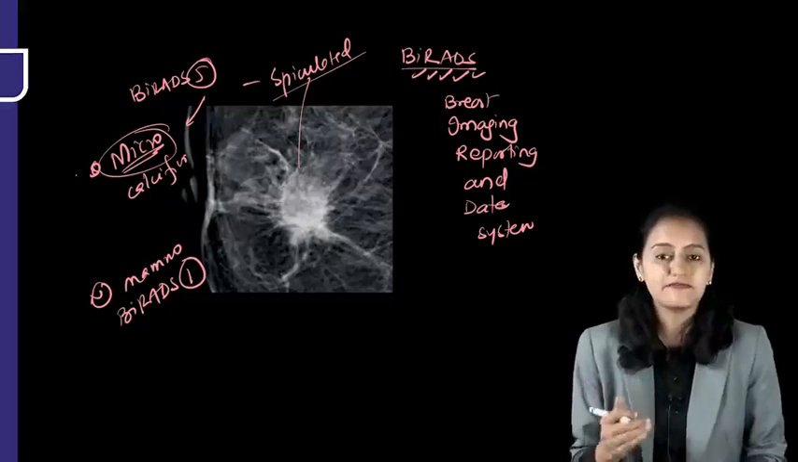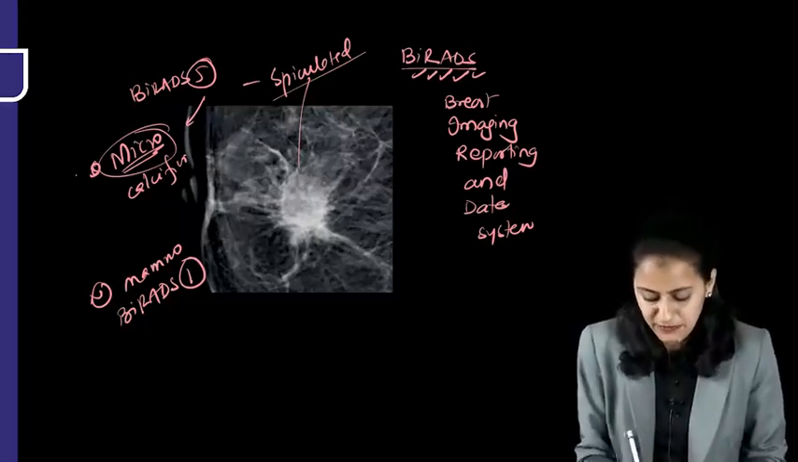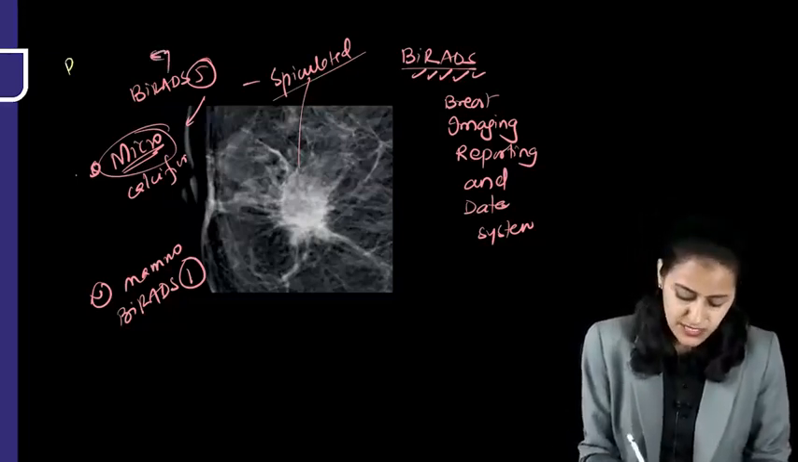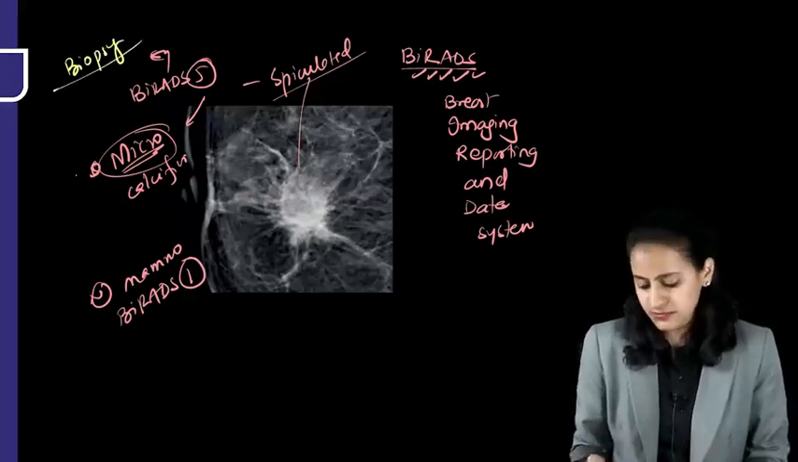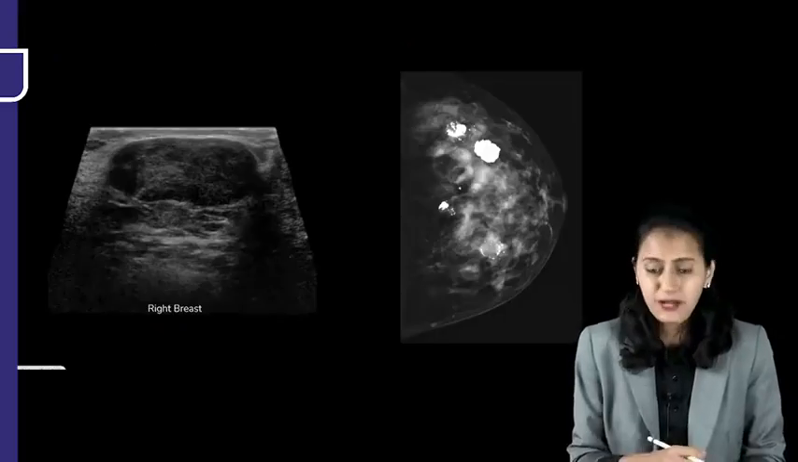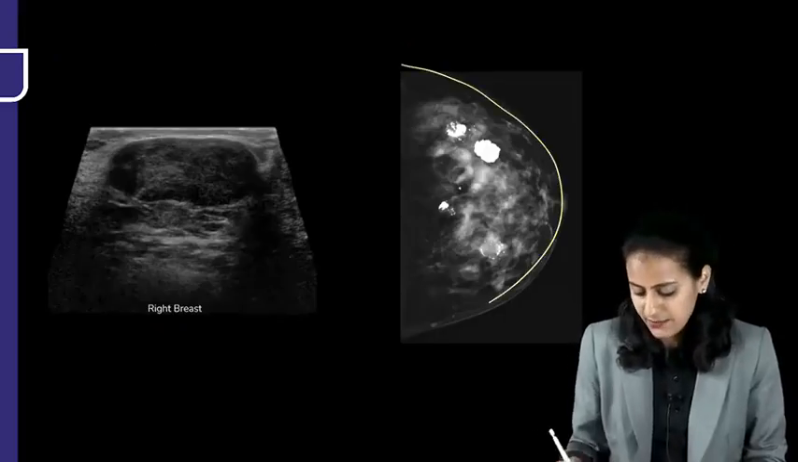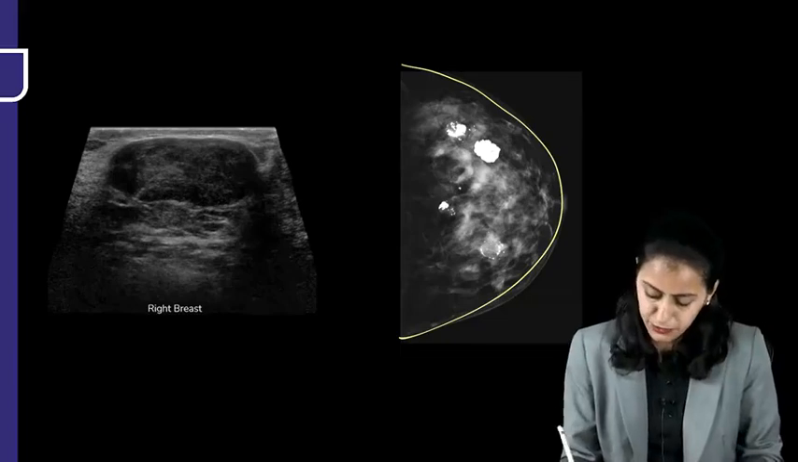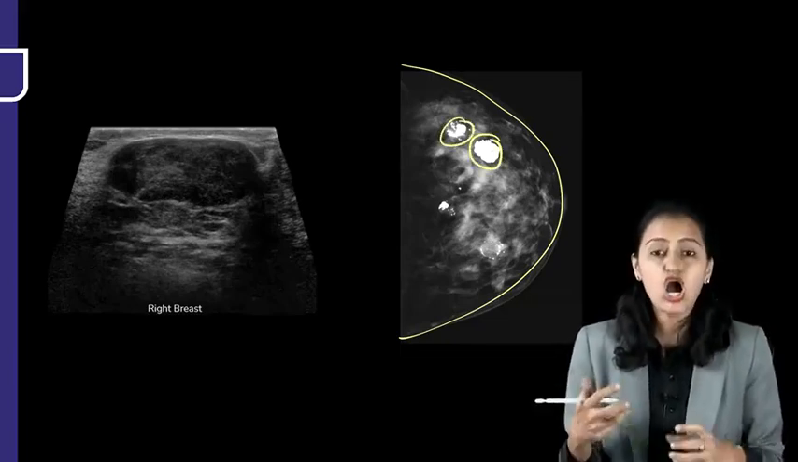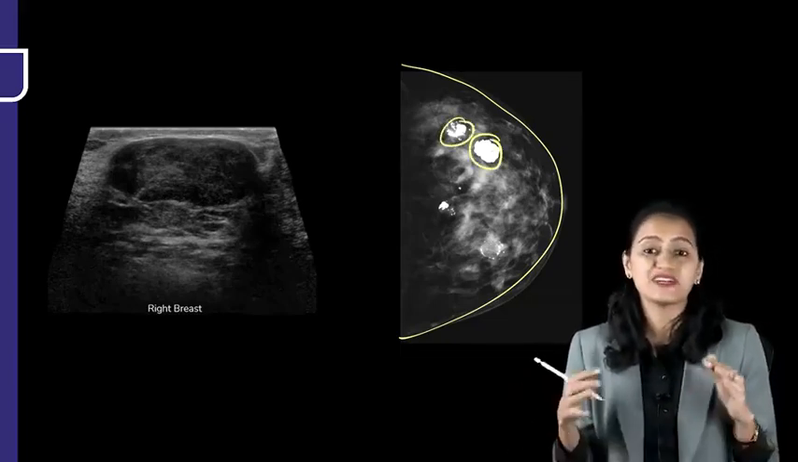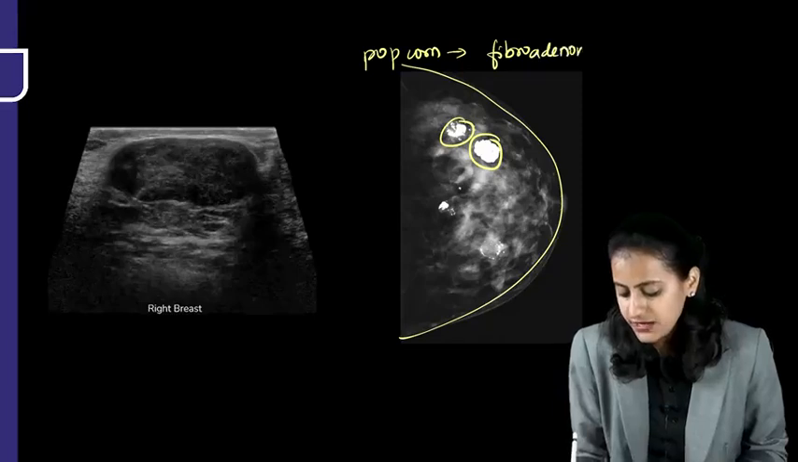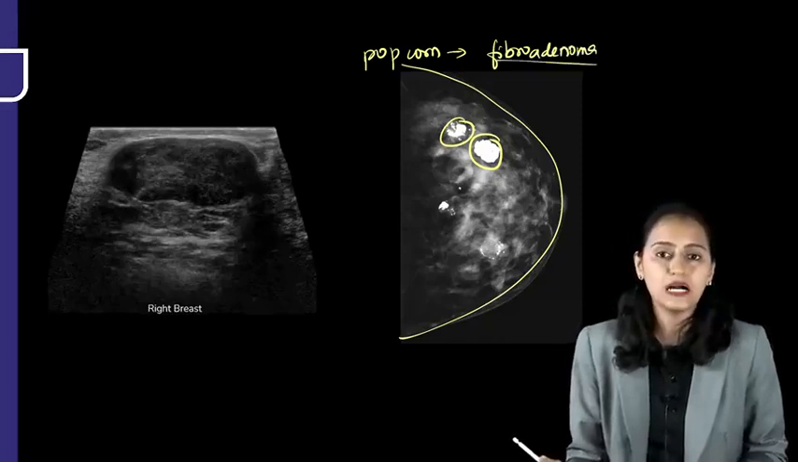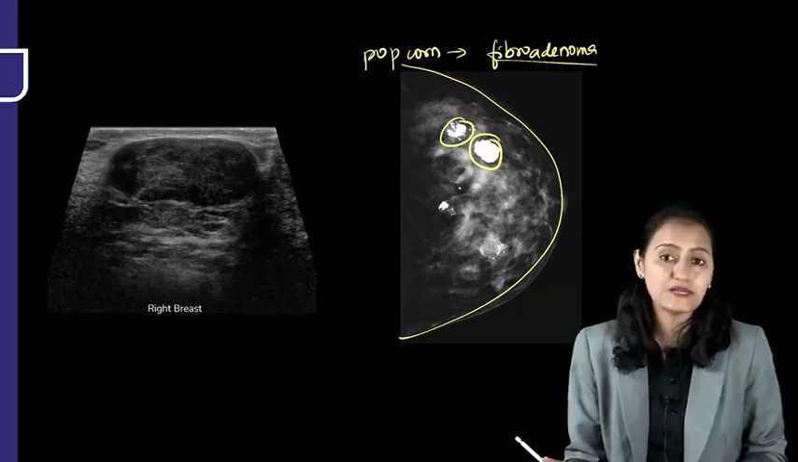This is BI-RADS 5. What will be the next step if it is BI-RADS 5? It's going to be to confirm it by biopsy. So we need to do a biopsy and confirm that it's breast cancer. Next one, what are you seeing here? In this mammogram, this is a craniocaudal view, and this is the popcorn calcification, the chunky calcification. This is not malignant. This popcorn calcification in mammogram is suggestive of fibroadenoma.